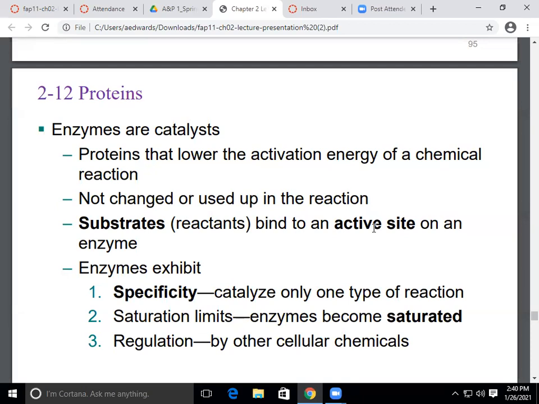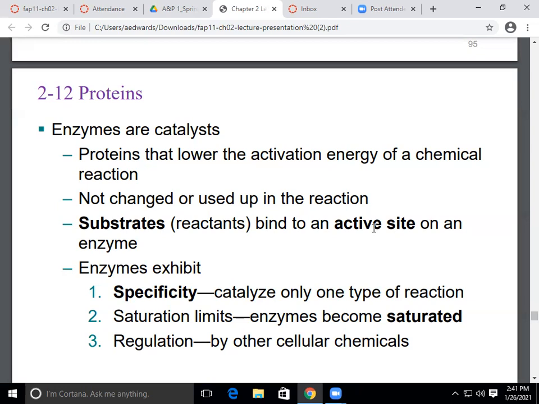Saturation limits. All right, so once they become saturated, they don't have any more space to take on anybody else, right? So it's kind of like, hey, only 300 people can get into this club. Once 300 people are in there, nobody else gets in, okay? Somebody's going to have to leave in order for new people to come in, okay?